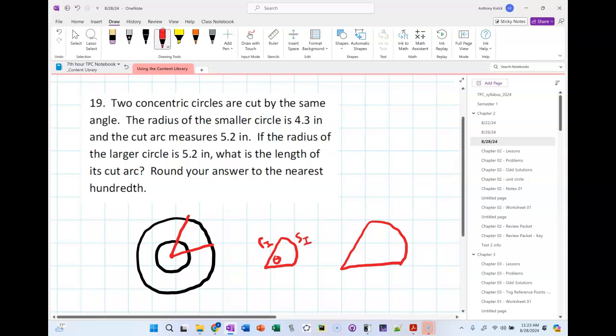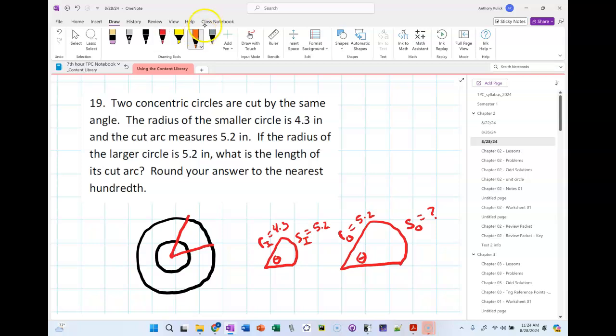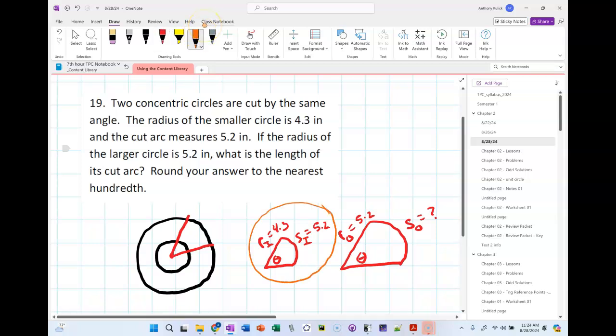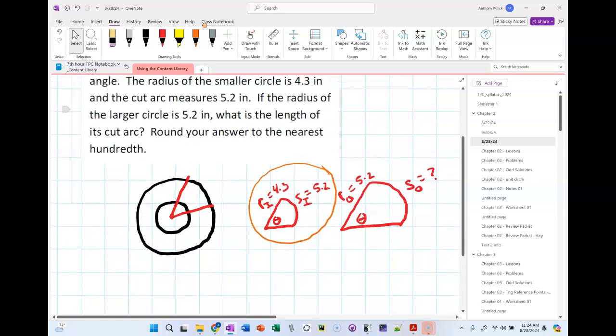So I'll call the first one the inner, and I'll call the second one the outer. Okay with that? It says the radius of the inner is 4.3, and its arc is 5.2. And it tells us the radius of the outer is 5.2, and we need to figure out its arc. You cool with my setup? Yes. Okay, so what I'm going to do is I'm going to take this and solve for theta.